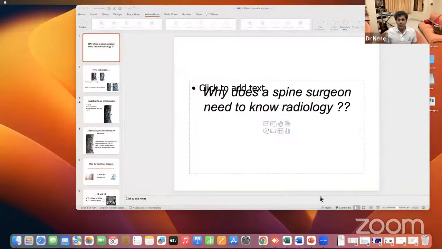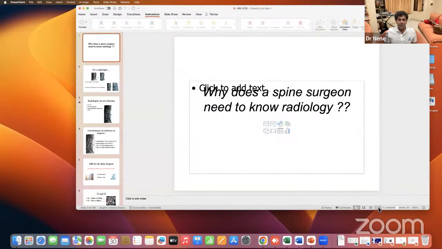Are there any questions from other people? Otherwise, we'll quickly go through some radiology. Or do you want to take a break? Okay, quickly we'll go through how to read the MRI, and then we can take questions.